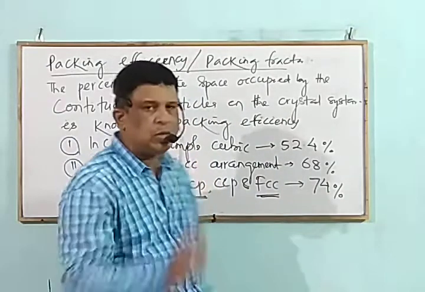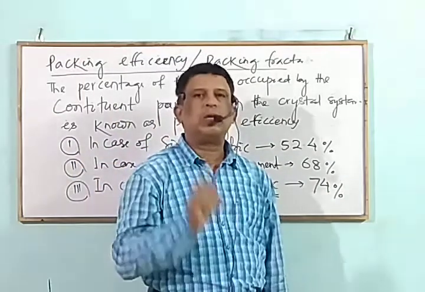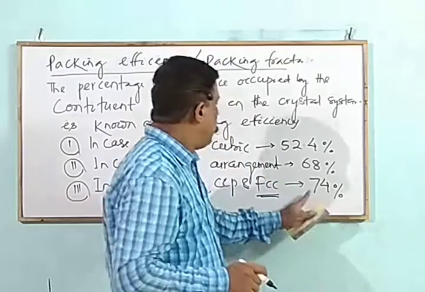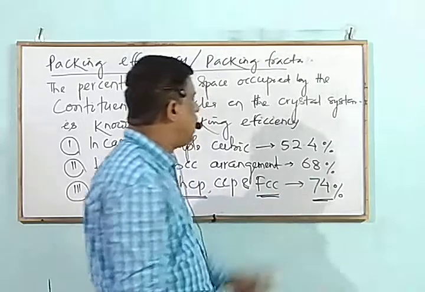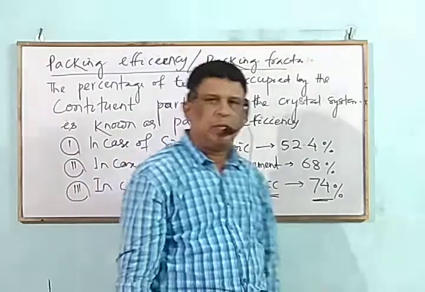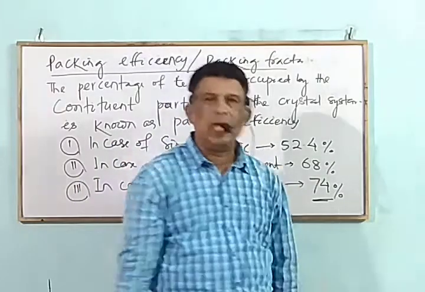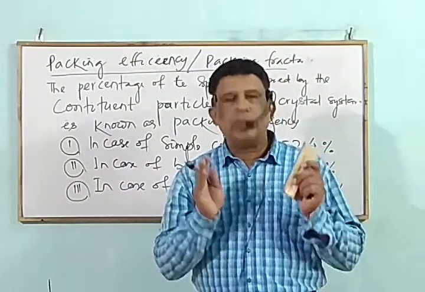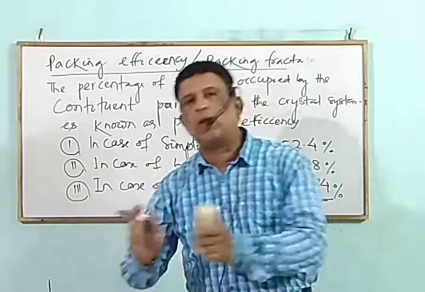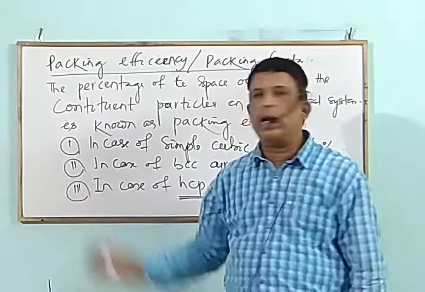It is a 1 mark question for multiple choice question or fill in the blanks question. What is the packing efficiency for FCC arrangement, for CCP arrangement, or for HCP arrangement? It is the little idea about what is packing efficiency, and that means what is the percentage of space occupied in case of different arrangement.